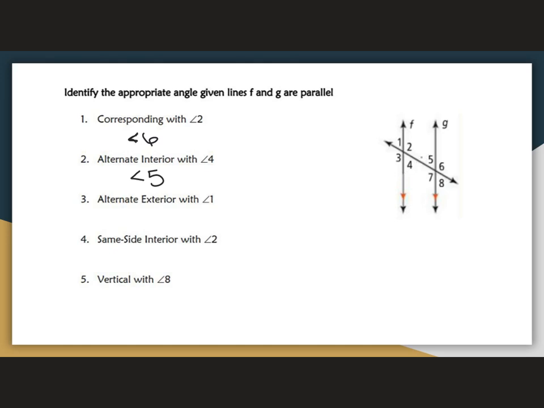Alternate exterior with 1, so here's angle 1. Remember, out here and here is the exterior. Alternate means opposite sides of the transversal, so that would be angle 8.